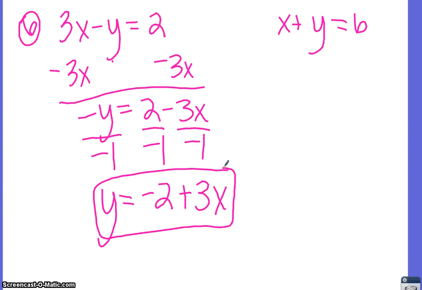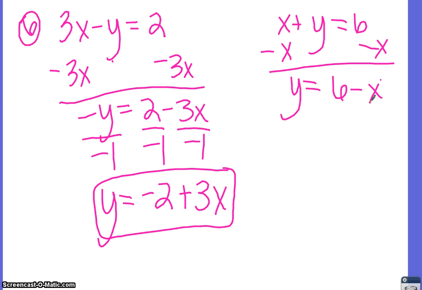And let's look at the next equation. Here I'm going to subtract x from both sides, and I have y is equal to 6 minus x. Now what number is in front of the x even though it's not written? That's right, a negative 1. So let's use these two equations and let's graph them like we did the other two.